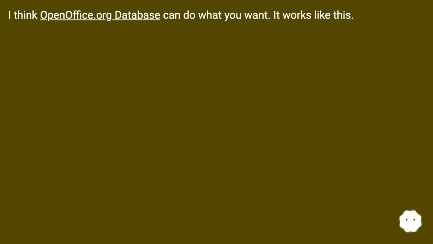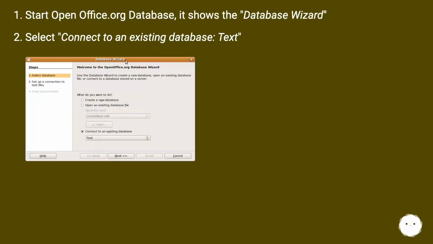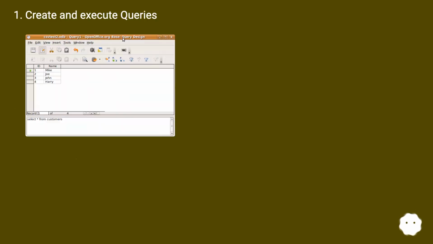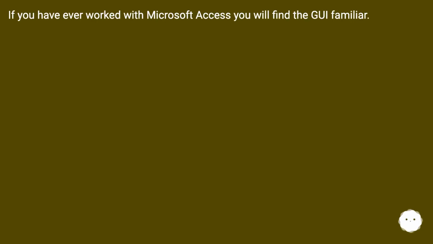I think OpenOffice.org database can do what you want. It works like this. Start OpenOffice.org database, it shows the database wizard. Select Connect to an existing database, text. Specify path to text files as well as details like separator character, etc. Create and execute queries. If you have ever worked with Microsoft Access, you will find the GUI familiar.